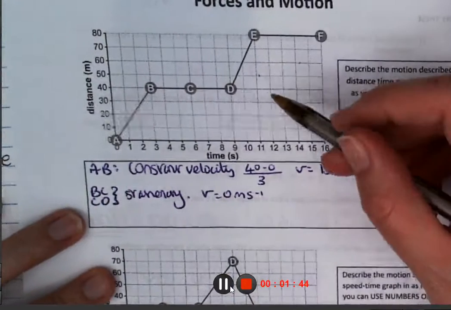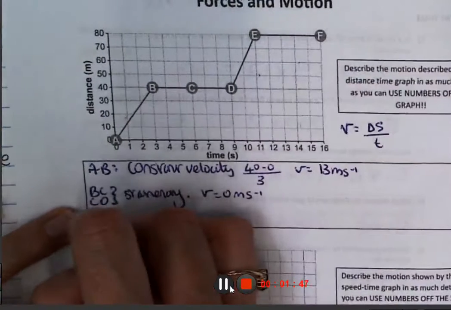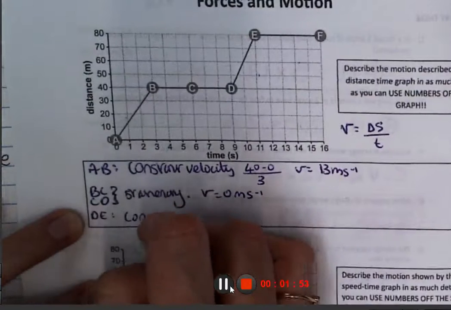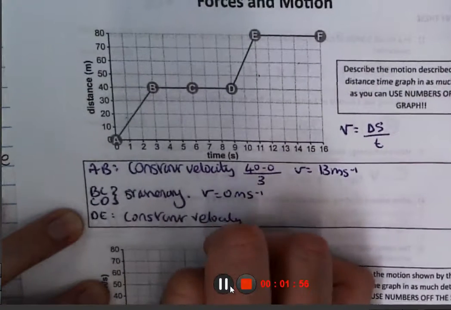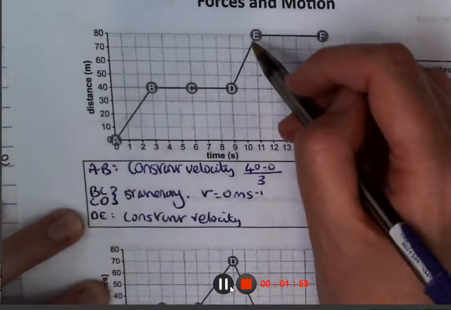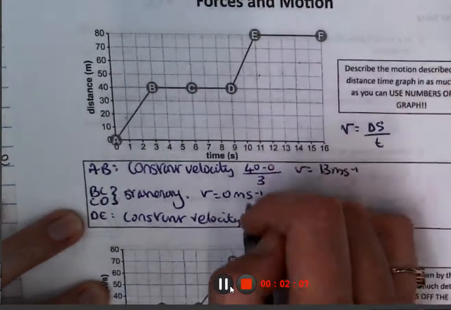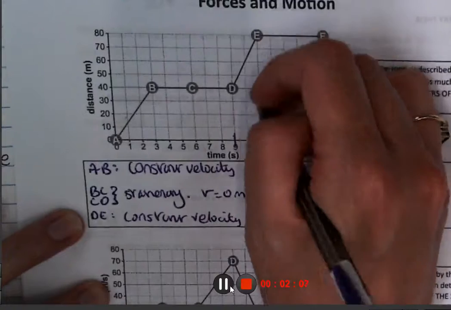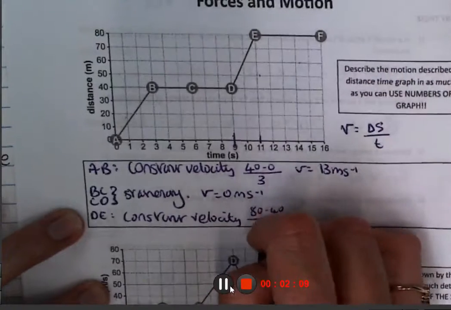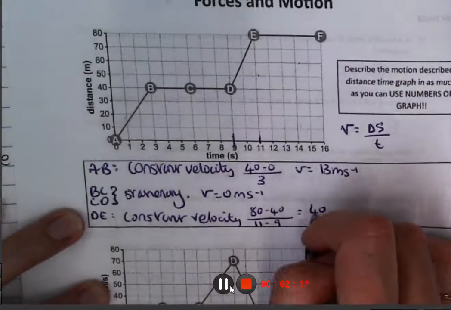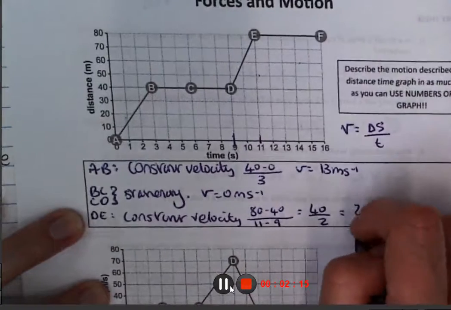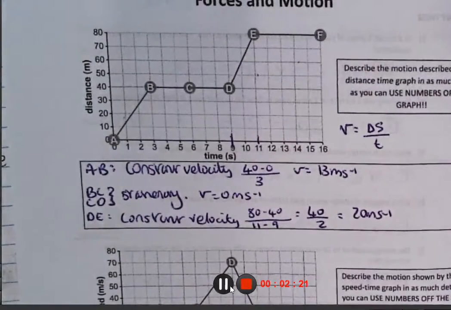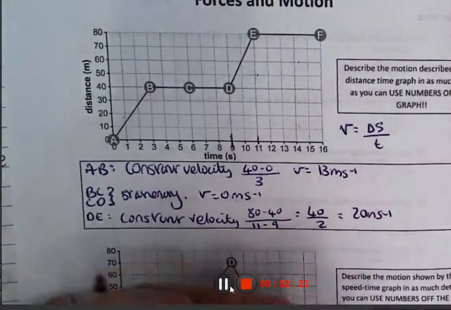D to E, we again have a positive gradient, so we're going to move forward at a constant velocity. That velocity will be the change in displacement, so that's 80 take away 40, divided by the time that took, so that is 11 take away 9, which gives us 40 over 2, which is 20 meters per second. Okay. And then E to F, the line is flat again, so E to F is stationary.